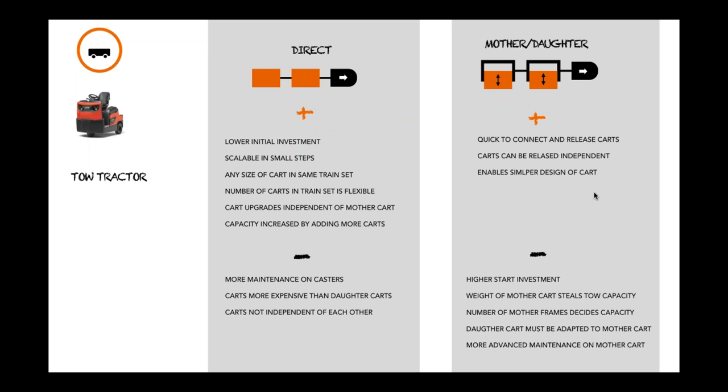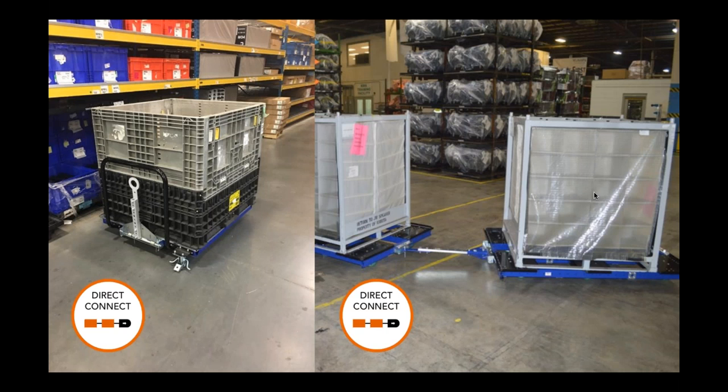And some advantages with the mother-daughter solution. Thanks to the mother frame, it's really quick to connect and release the carts. And the main benefit is that the carts can be released independent of each other. So you can have an empty slot in the first mother, but still have a cart in the second mother. So you can have empty slots, but still use the same train without rearranging the carts. So that is the main advantage.